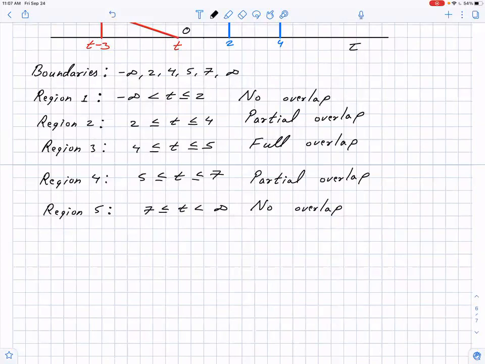The first two steps of convolution were, again, replace t by tau and apply time reversal to h of tau. The third step is apply shift to h of minus tau. Now what we need to do is the remaining two steps, which are multiply x of tau and h of t minus tau, then integrate the product. We're going to do those two steps, multiply and integrate, 5 different times because we have 5 different regions to consider. So consider one region at a time.